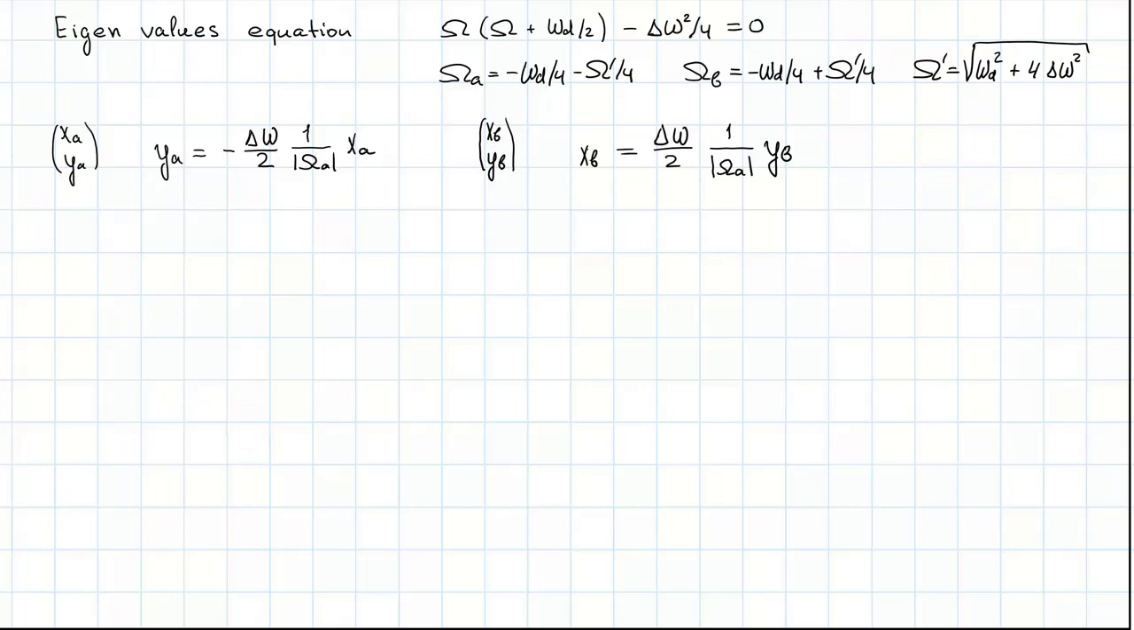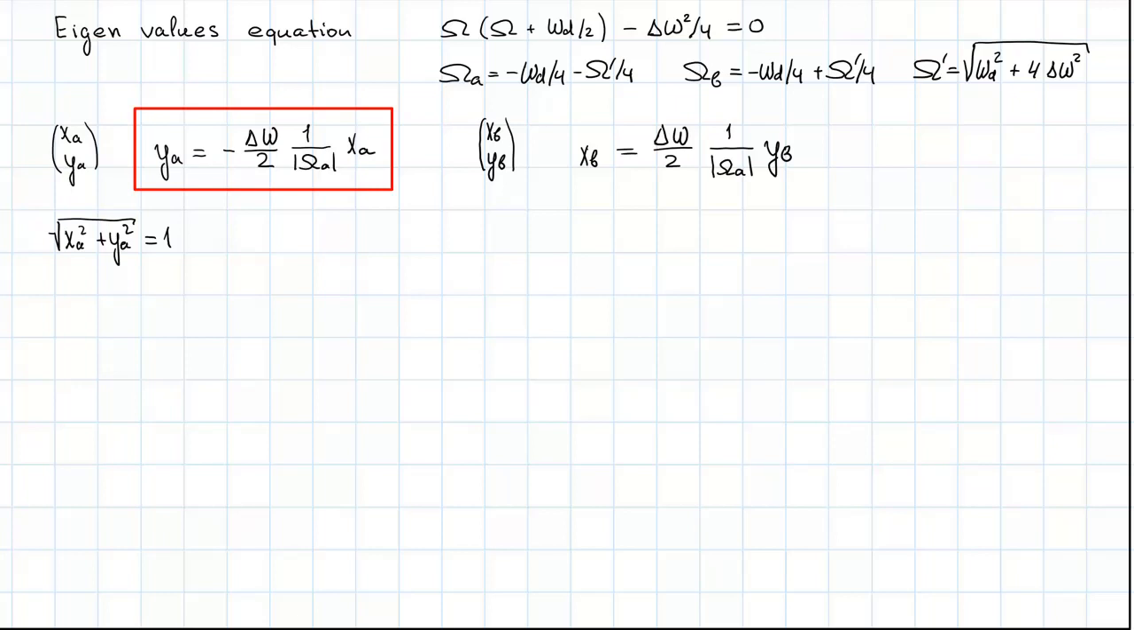Further, I will use the normalization condition for the wave function. In our case, it means that the square root of xa squared plus ya squared is equal to 1. By inserting the relation linking ya to xa into this normalization condition, we obtain the expressions for xa and ya.